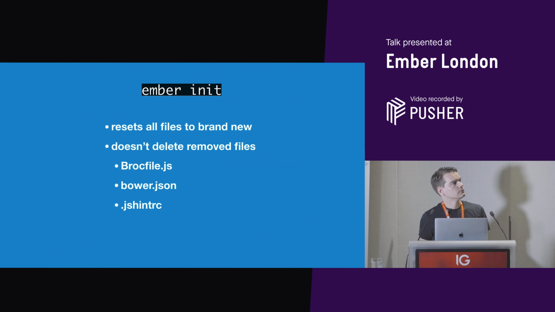The legacy or current way is ember-init. Does anyone use this as their main way to update their app? Show of hands. Oh, there we go. So yeah, this is from the get-go of ember-cli. This is how you would do it, how the docs would say to do it as well. It resets all your files to a brand new state. So then you'd have to go through all of your files and undo what it did, but try and keep the new bits. And also, it wouldn't remove any existing files that were removed.